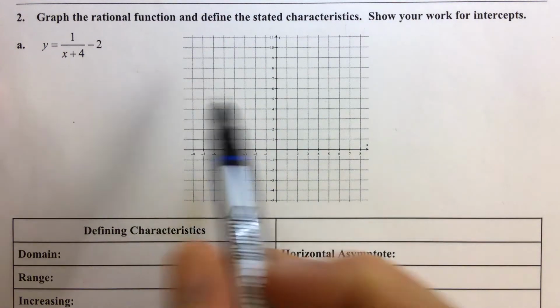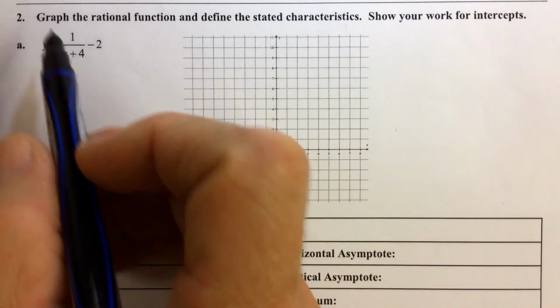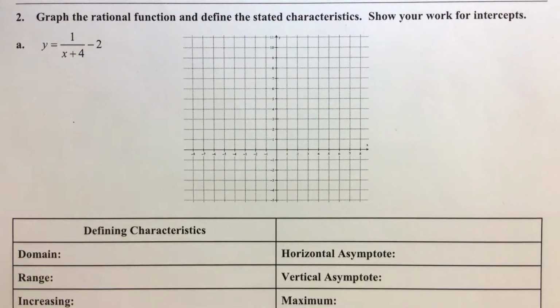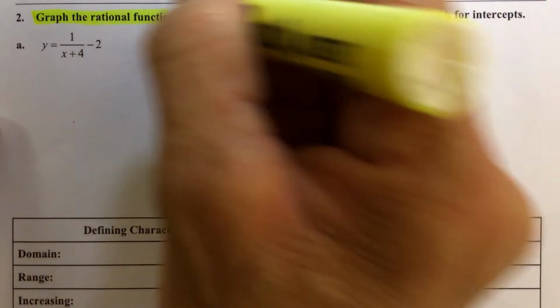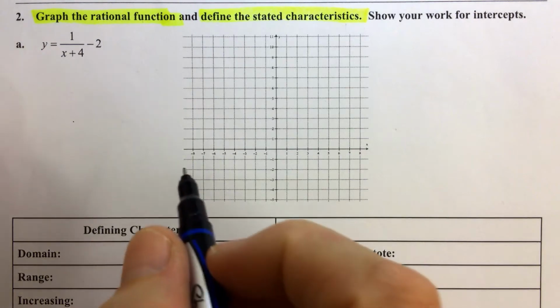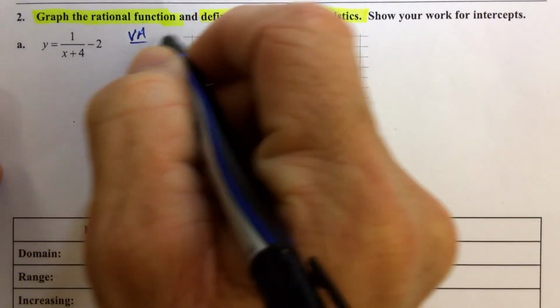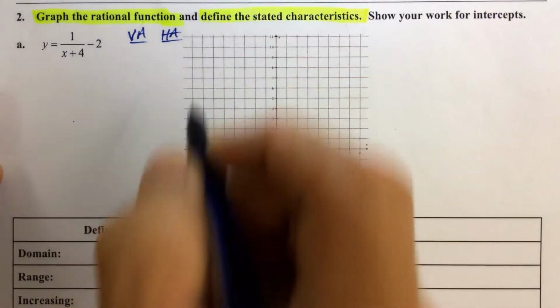For the graphing part of the quiz, we state our objective. Our objective is to graph the rational function. Okay, so there's objective number 1, graph it, and define the stated characteristics. Well, graphing, we have steps. What's step 1? Step 1 is to identify what's the vertical asymptote and what's the horizontal asymptote.